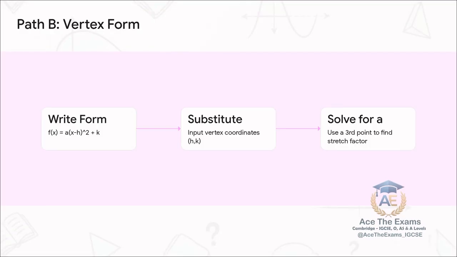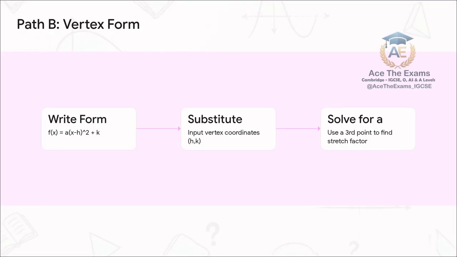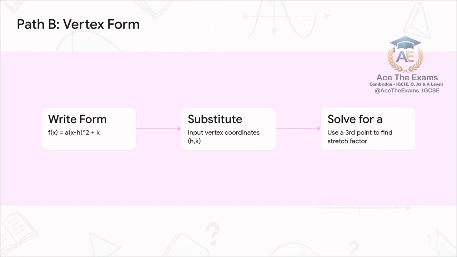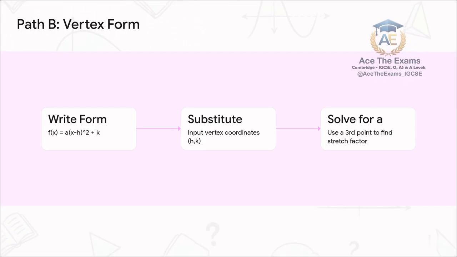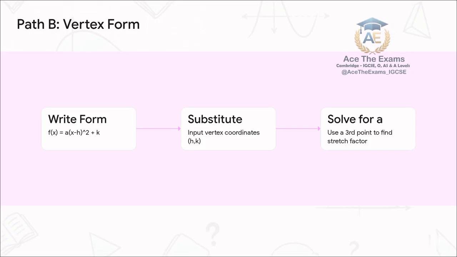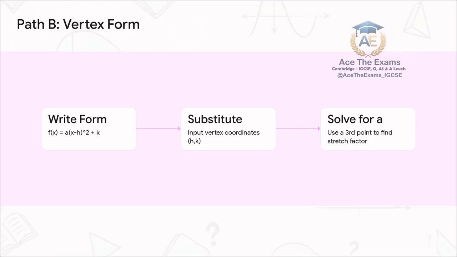Training yourself to recognize this instantly on an exam paper is going to save you minutes of totally unnecessary calculation. Now, just like the factorized form, the vertex form has a really strict structure you've got to follow. Step 1. Write out f(x) equals a times (x - h) squared plus k. Step 2. Substitute your vertex coordinates. So, if your exam paper shows a vertex at (2, 2), your equation becomes a times (x - 2) squared plus 2.